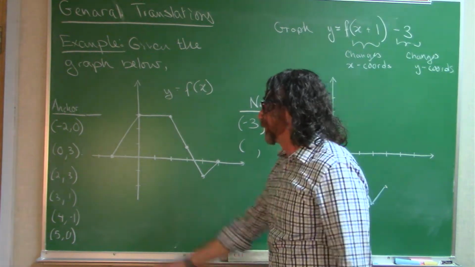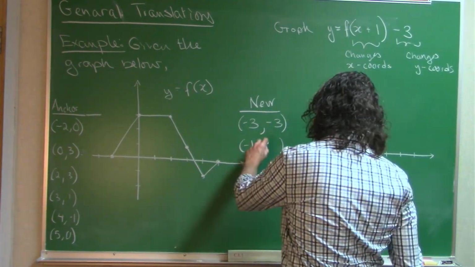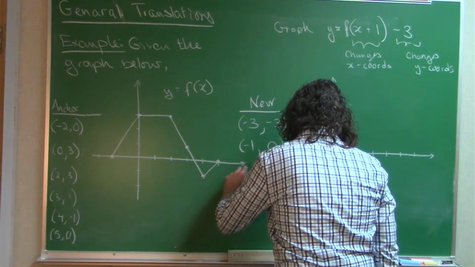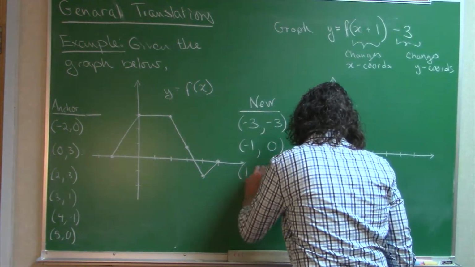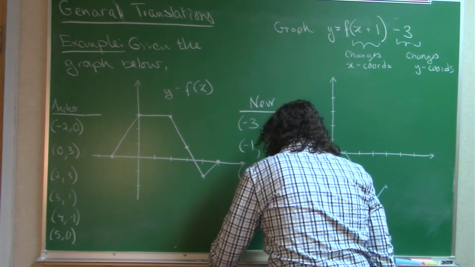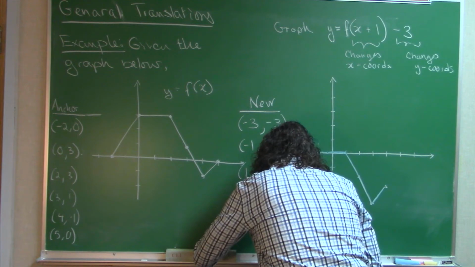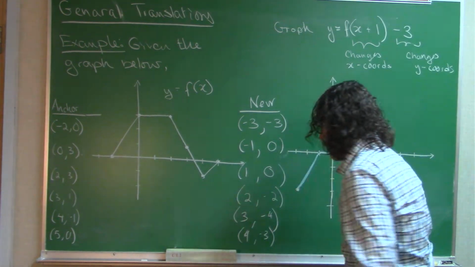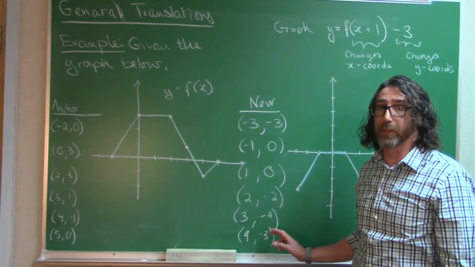0, negative 3. 1 unit left, subtract 1. Negative 1. 3 units down, 0. Same thing here. 1 unit left, subtract 1. 3 units down, 0. 1 unit left, 3 units down. These are the new positions of all the anchor points.